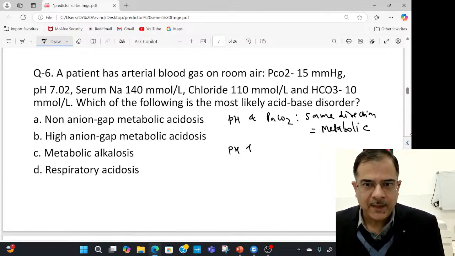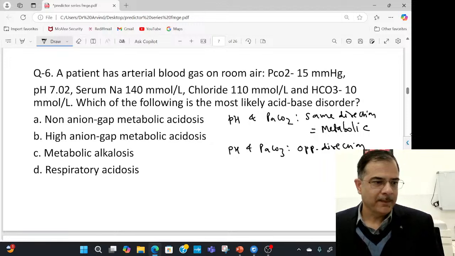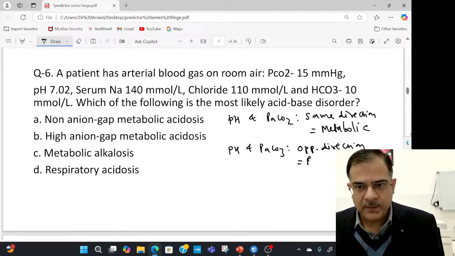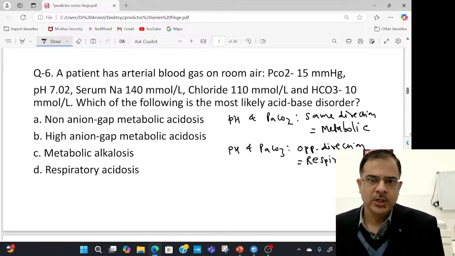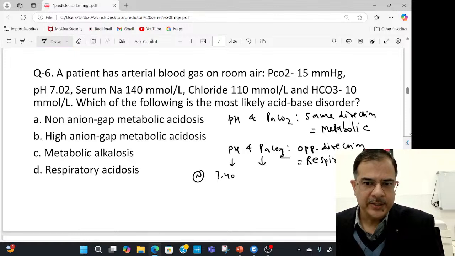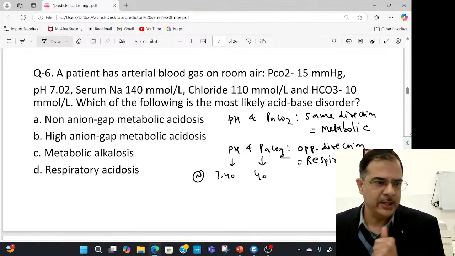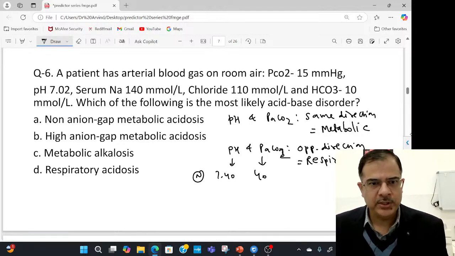Now, if pH and PaCO2 are going in opposite directions, it will be a case of a respiratory condition. Simple. So you should be aware of the normal values. The normal value of the pH is 7.40. The normal value of PaCO2 is 40 millimeter of mercury. Now, when you look at the questions, only one option is given here.